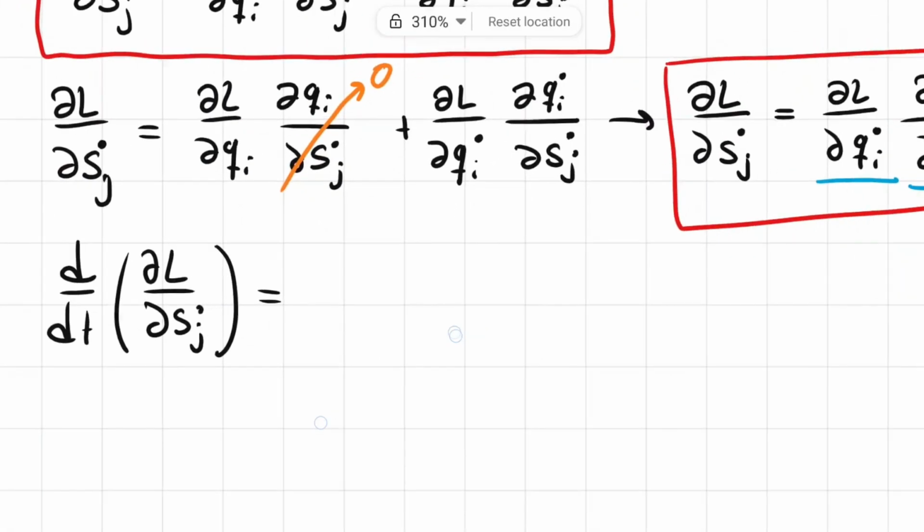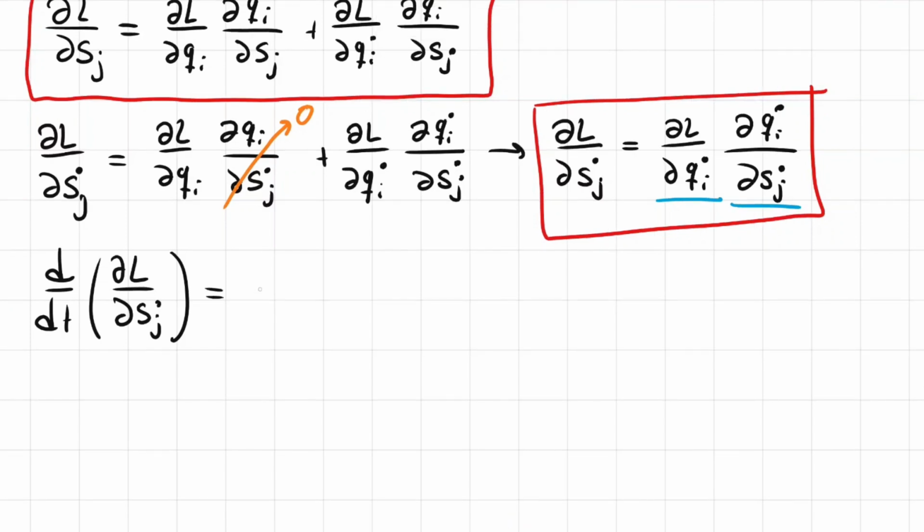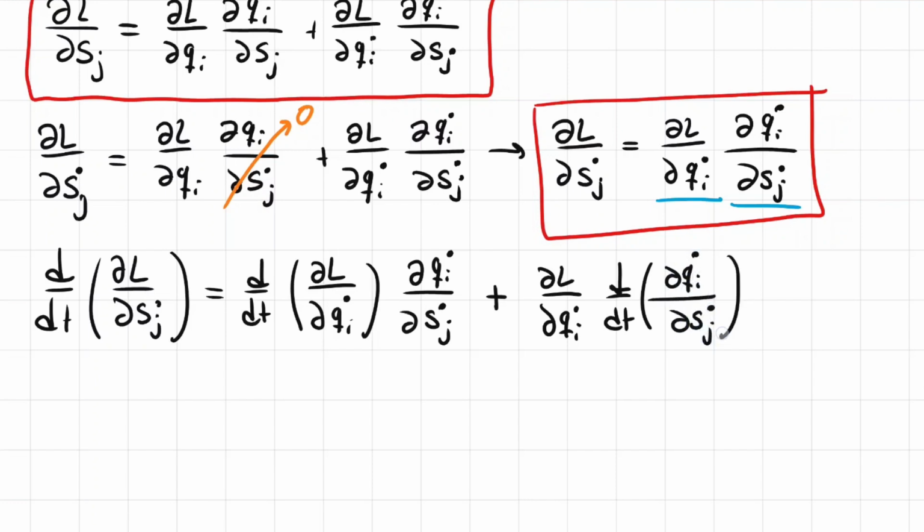So that means that we need to use the product rule to calculate this last element. So what will this be? It is the derivative with respect to time of the derivative of the Lagrangian with respect to qi dot times the derivative of qi dot with respect to sj dot. And then plus, it will be the derivative of the Lagrangian with respect to qi dot times the derivative with respect to time of the derivative of qi dot with respect to sj dot.